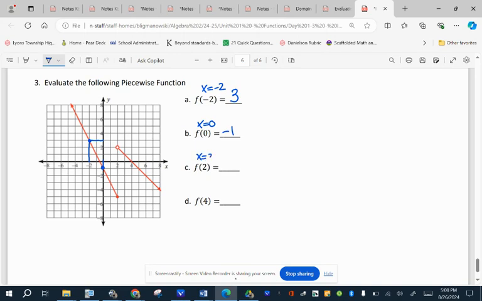All right, when x equals 2, there are actually 2 spots here, an open circle and a closed circle. We're always going to use the closed circle, so that's negative 5. And then when x is 4, that's right here, so y is 0.